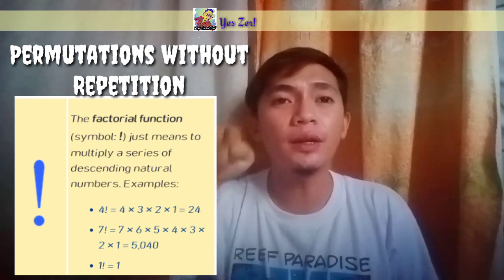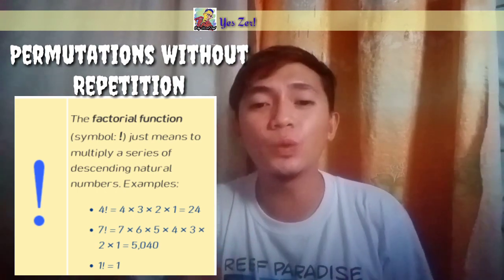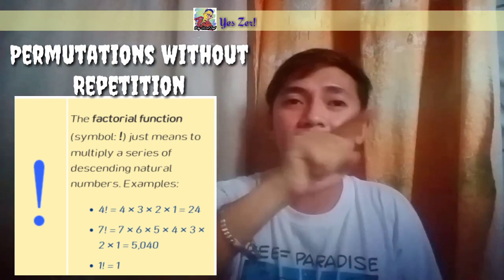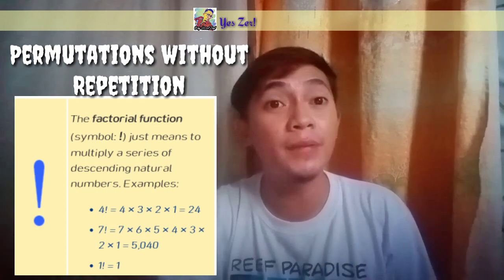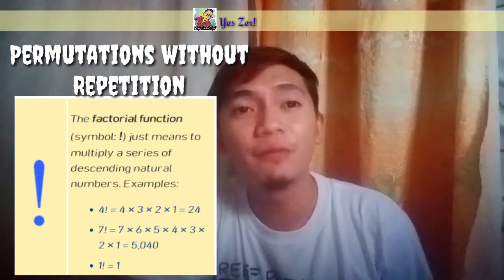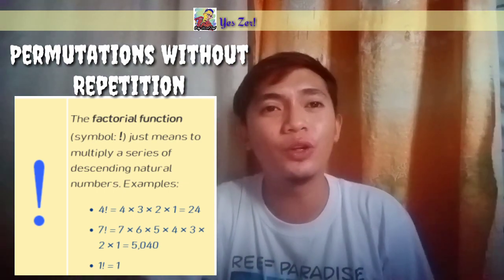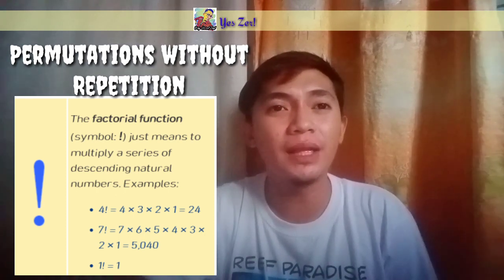Example, 4 factorial. So paano natin siya isosolve? 4 times 3 times 2 times 1 is equal to 24. Another example, 7 factorial. So isosolve mo yan as 7 times 6 times 5 times 4 times 3 times 2 times 1 is equal to 5,040. So ganun po siya. Paano naman kung 1 factorial lang? So sagot doon, 1. Kasi pag dinultiply mo pa siya sa wala na kasi 1 yung pinaka-number niya.